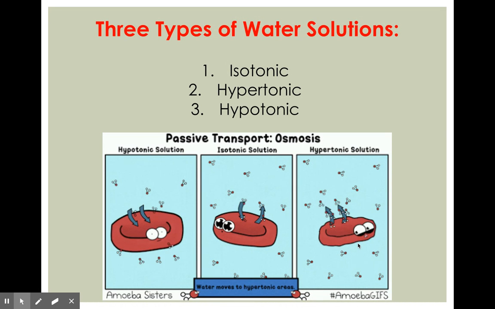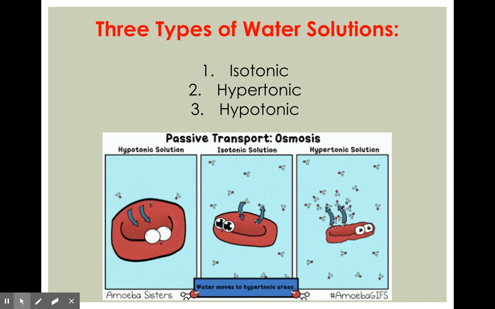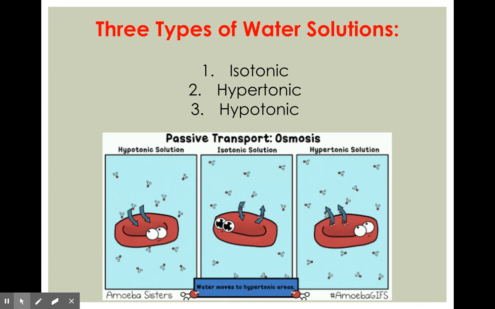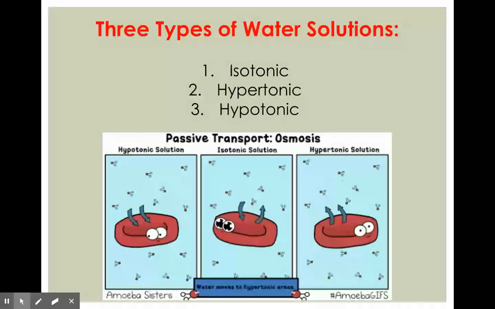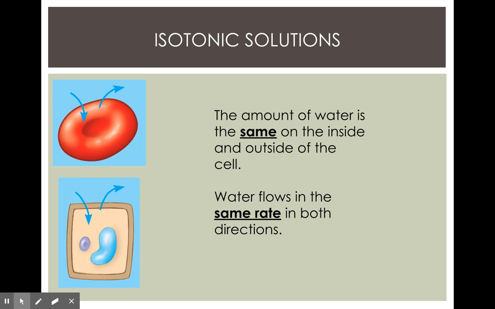So I want you guys to keep this little image, this GIF, in your head. You can come back to it if you need it. It's going to be very helpful in determining the difference between these types of osmosis solutions. In isotonic solutions, the amount of water is going to be the same on the inside and the outside of the cell. Okay. The water is going to flow at the same rate in both directions in this type of solution. This is an ideal solution.